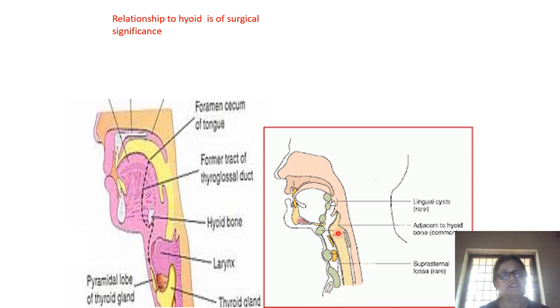Any problem that has a strong embryological basis is likely to migrate here and there. So even though the duct is supposed to stop at the thyroid, it might be going further down.